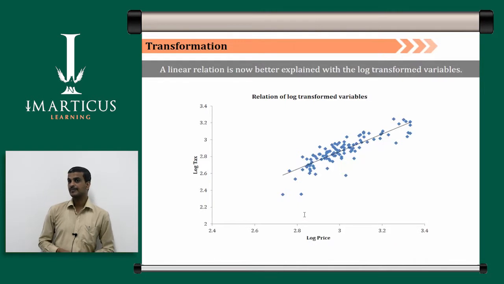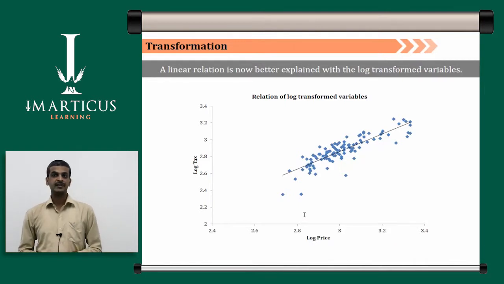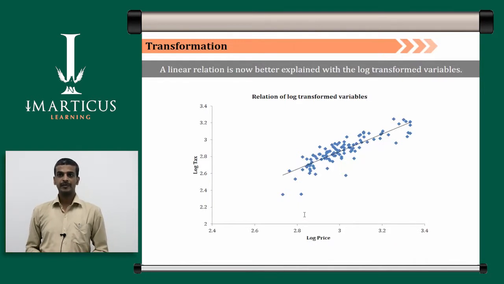So when it comes to transformation, a linear relation is now better explained with the log transformed variables, as you see in this diagram. We have some more implementations of this particular concept in the next module, the next topic that we have.